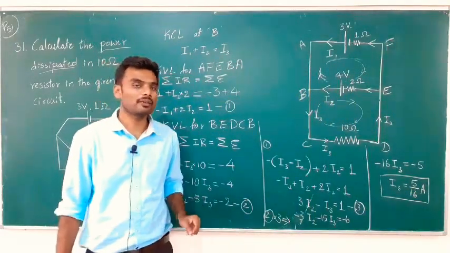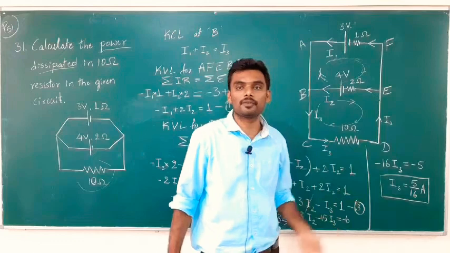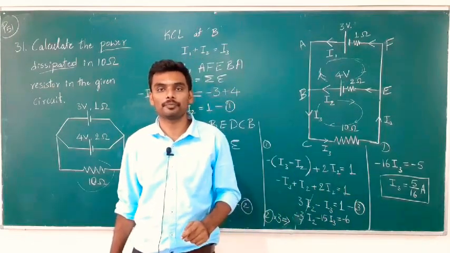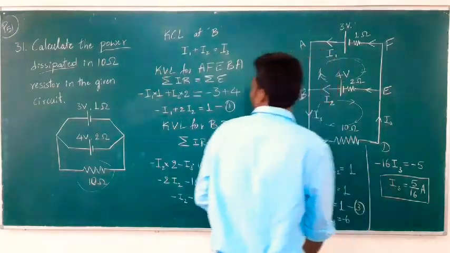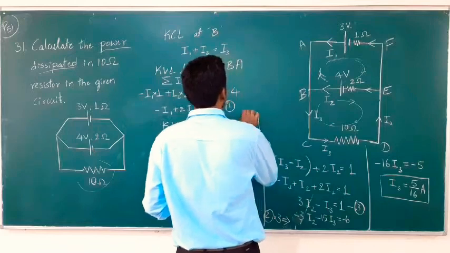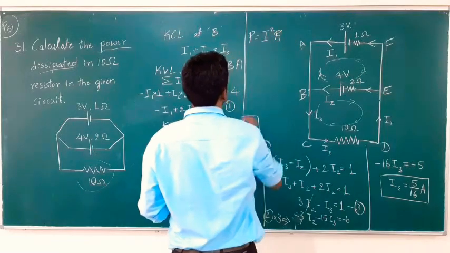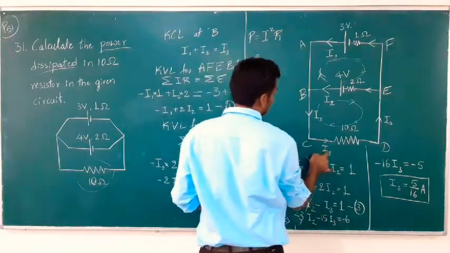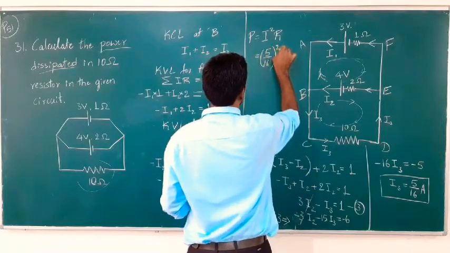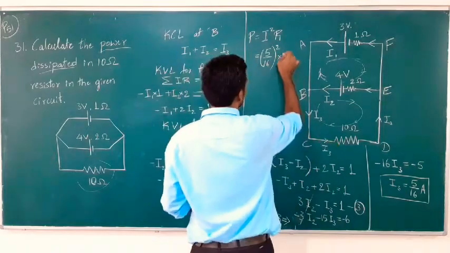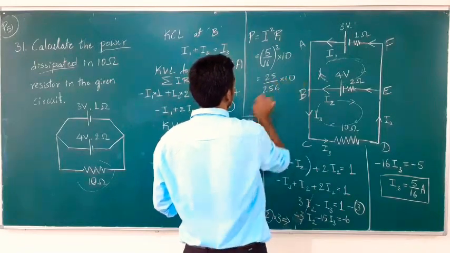Now what I have is current I3 which is flowing through the resistor, and the value of the resistor is 10 ohm. And the last step of the problem, to get the power dissipated, the formula for power dissipated is P is equal to I squared R. What is the current flowing through the resistor, which is I3, which is 5 by 16 whole squared, into the resistance of the resistor, 10 ohm. Simplify this, 25 by 256 into 10.